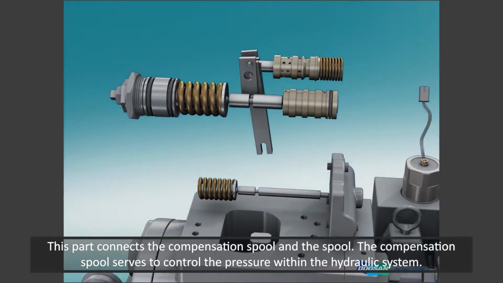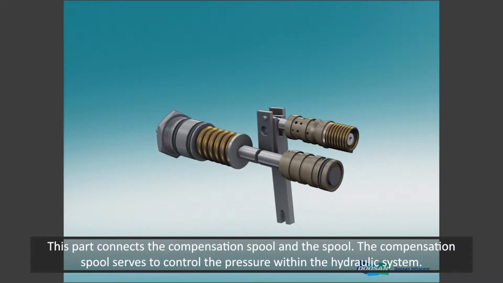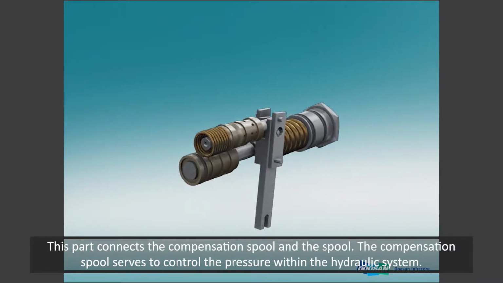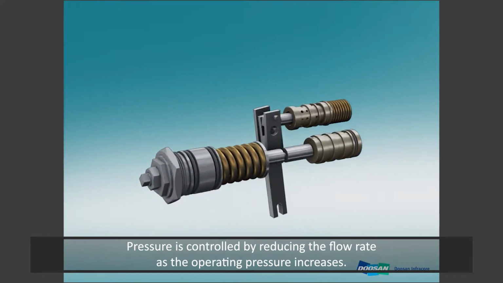This part connects the compensation spool and the spool. The compensation spool serves to control the pressure within the hydraulic system. Pressure is controlled by reducing the flow rate as the operating pressure increases.